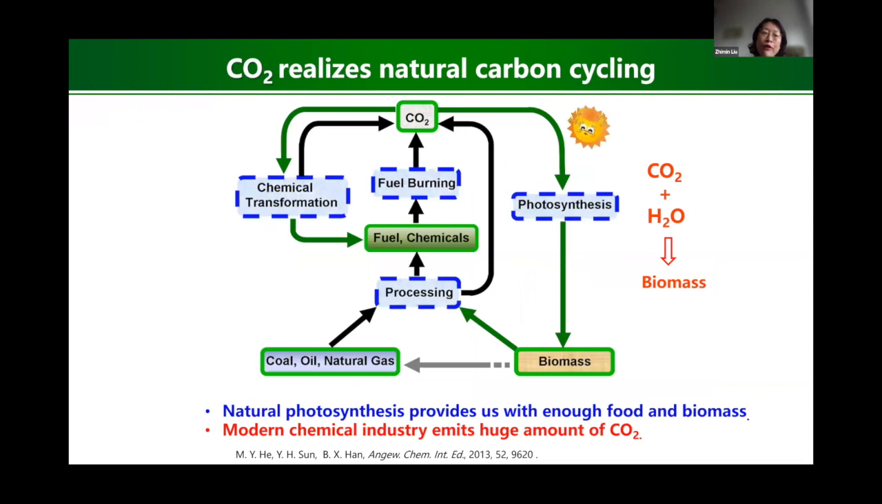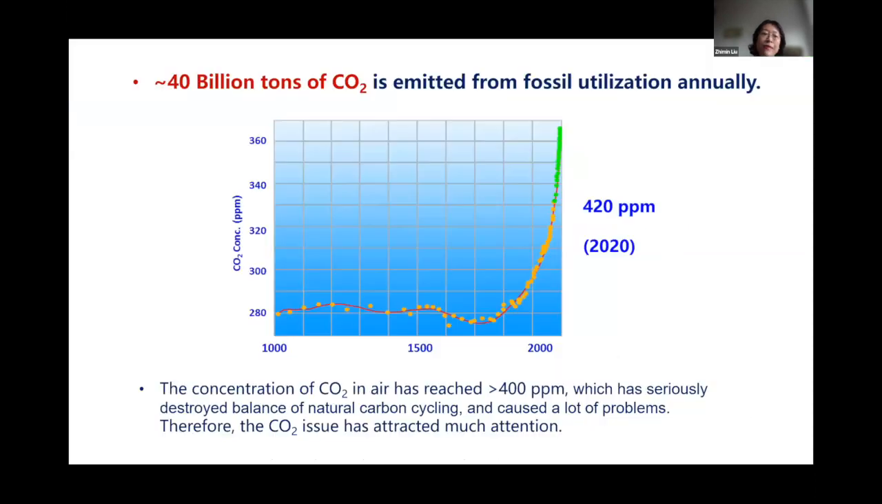The utilization of fossil, non-renewable carbon resources has caused a lot of problems. Carbon dioxide realized the natural carbon cycling. Natural photosynthesis provides us with enough food and biomass. But the modern chemical industry emits a huge amount of carbon dioxide. About 40 billion tons of carbon dioxide is emitted from fossil utilization annually. The concentration of CO2 in air has reached over 400 ppm, which has seriously destroyed the balance of natural carbon cycling and caused a lot of problems. Therefore, the CO2 issue has attracted much attention.